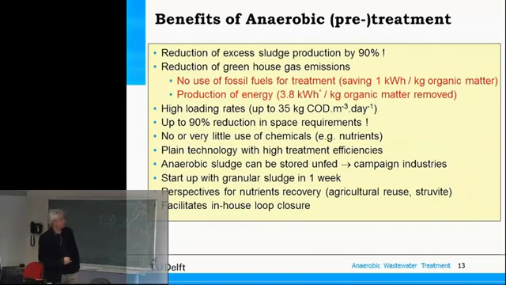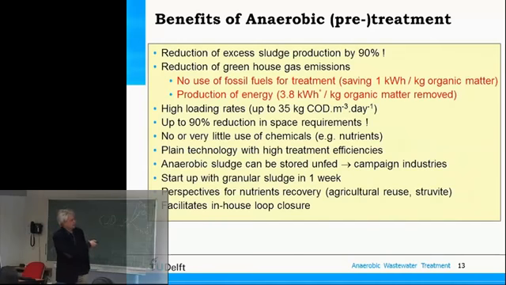Now that brings us to the benefits of anaerobic pretreatment. It was seen that when you apply anaerobic technology instead of aerobic technology, you have a huge reduction in excess sludge production. This is for the Netherlands very important, since we cannot use sludge in agriculture. We cannot deposit sludge in landfills, so the only thing we can do with sludge is to incinerate it. And that is quite costly. That costs about 500 euros per ton dry matter, and that is one of the biggest cost factors. Now the fact that you have a 90% sludge production reduction means that you have a direct economic benefit.